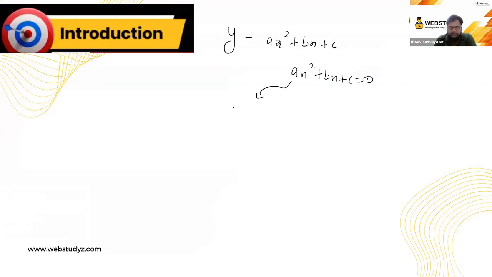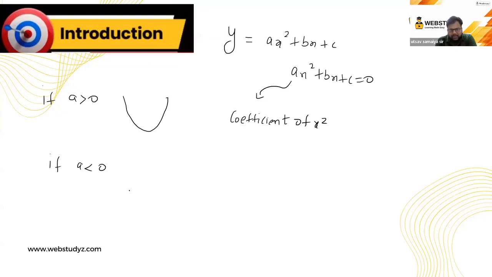Now here a is called the coefficient of x squared, which is the deciding factor of this quadratic polynomial. If a is greater than 0, the graph would be opening upward. If a is less than 0, the graph would be opening downward, just like a smiley face. And this we call a sad face. This is the sad face. This is the smiley face.